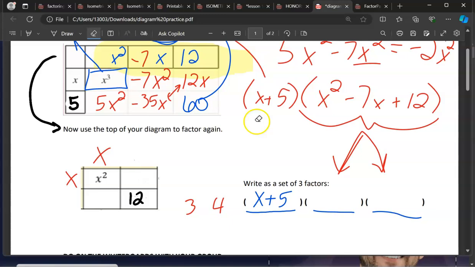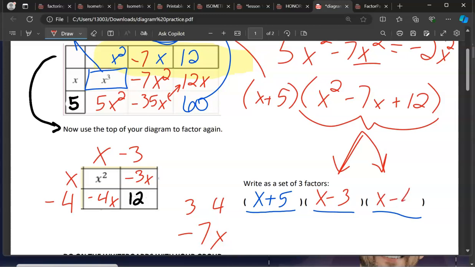I hope it works. All right, well, 3 times 4, yes, is 12. So I can put a 3 here and a 4 here. That makes 12. The problem is that doesn't get me negative 7x. That gives me positive 7x. But if I make them both negative, negative 3 plus negative 4 is in fact negative 7x, because that's negative 3x, negative 4x. Those combine to negative 7x. When I take a negative times a negative, I get positive 12. So my answers are x minus 3, x minus 4.